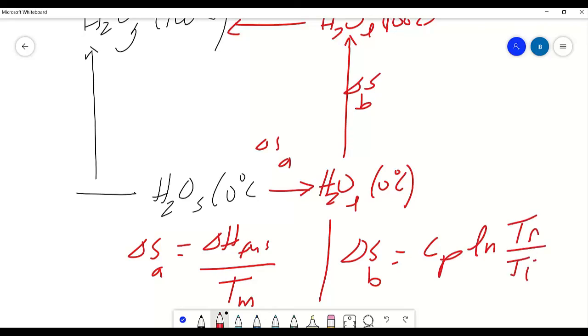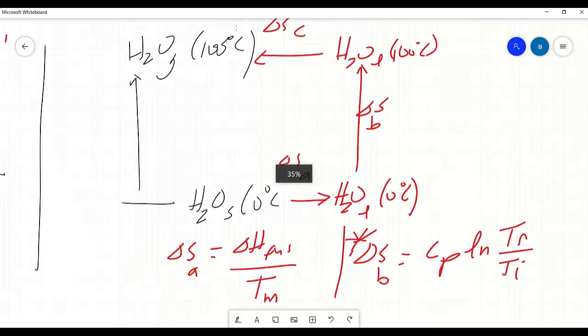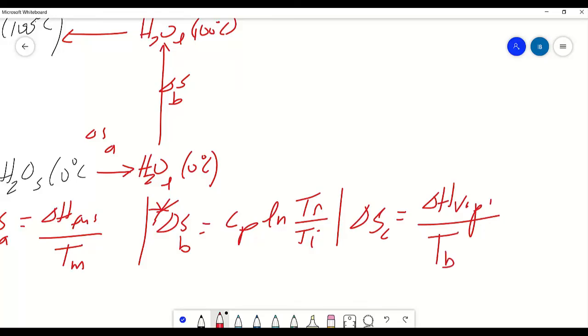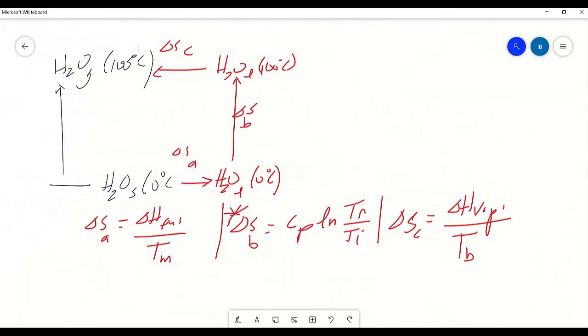because you cannot use the transition formula here. If you wanted to use it, what temperature are you going to use? 0 or 100 or the average? No, you have to use the formula that corresponds to the heating process. And then finally, delta SC, which is the last one, is equal to delta H for the vaporization of the water, which he's given to you, divided by the boiling point of water, which is 100 Celsius. You convert that to Kelvin.